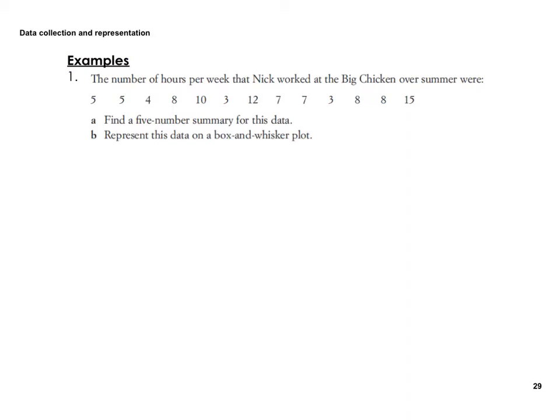Okay, time for a question. The numbers of hours per week that Nick worked at the Big Chicken over summer were, here they are. So part A, find a 5-figure summary for this data. Then part B, represent this on a box and whisker plot. Step 1, arrange it from lowest to highest. So do that for me, please. Okay, it is 3, 3, 4, 5, 5, 7, 7, 8, 8, 8, 10, 12, 15. And there are also 13 numbers, so 13 scores.